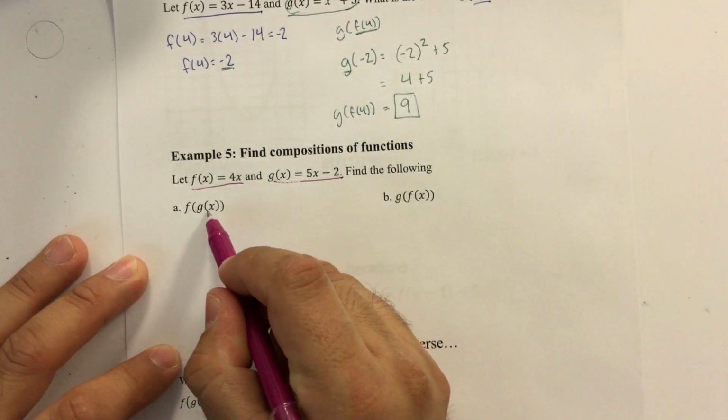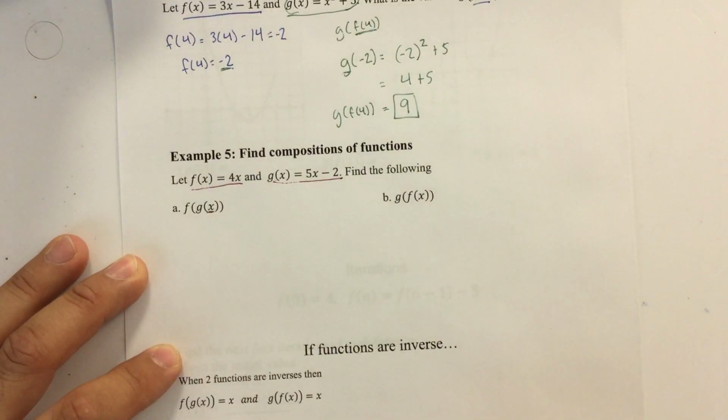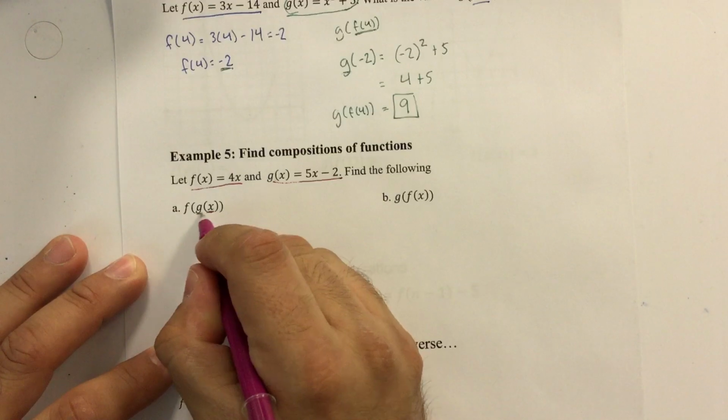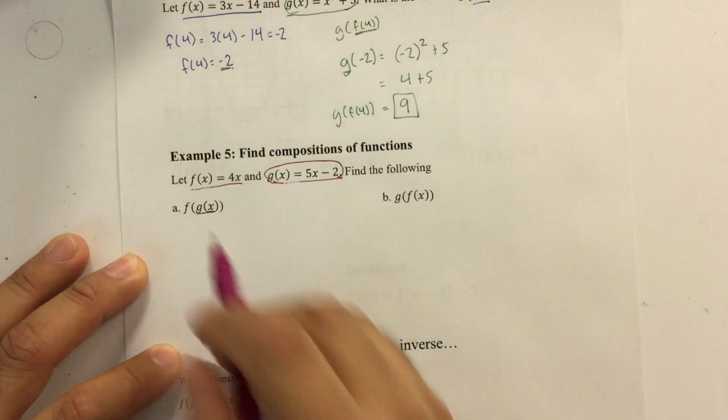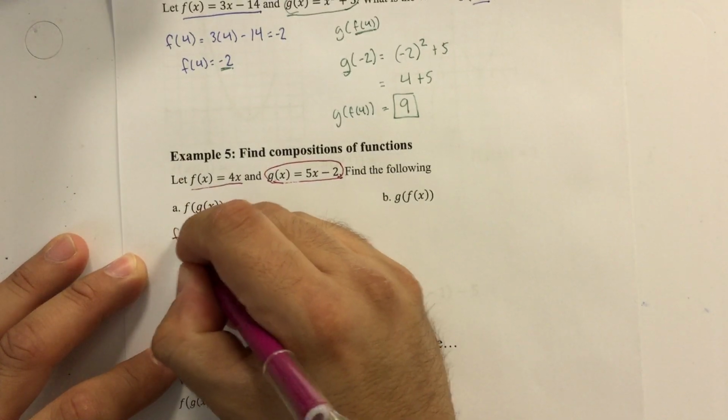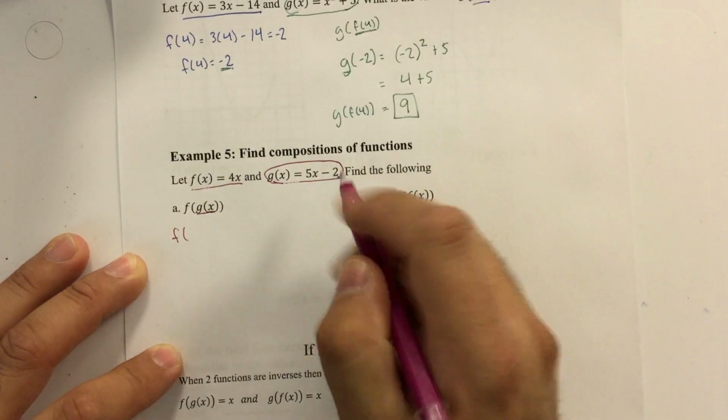Well, this had a number before, right? But there was no number. Agreed? So I'm just going to do g of x. So g of x is right here. So instead of writing f of g of x, I'm going to write f of, and g of x is actually 5x minus 2.